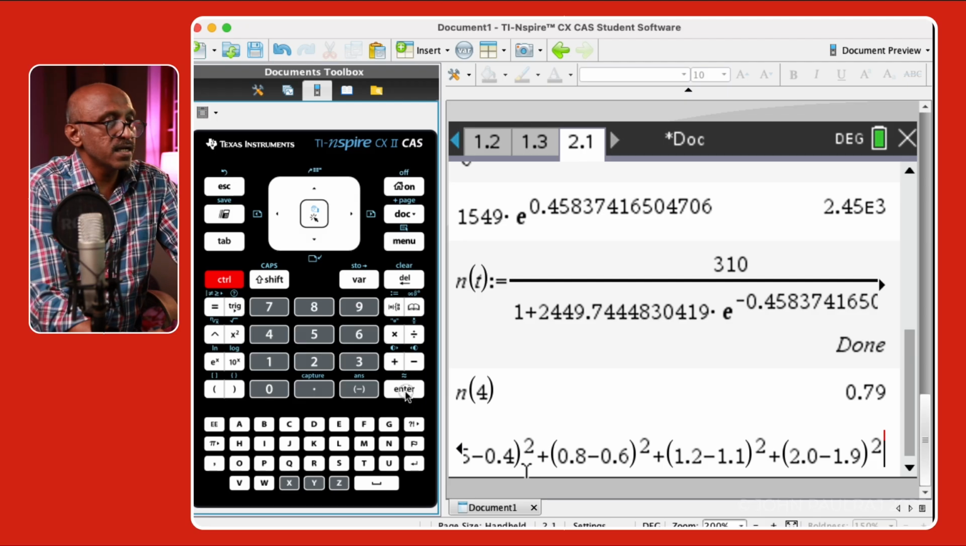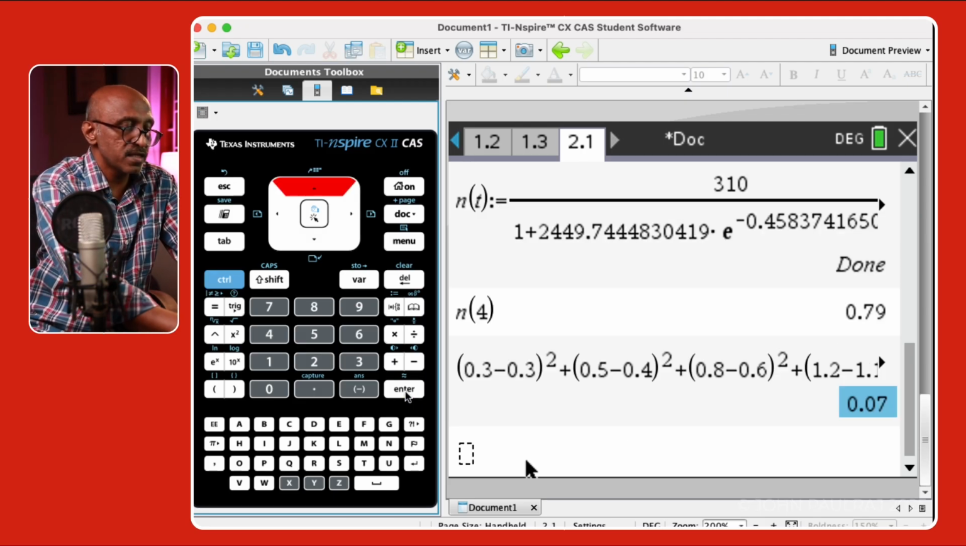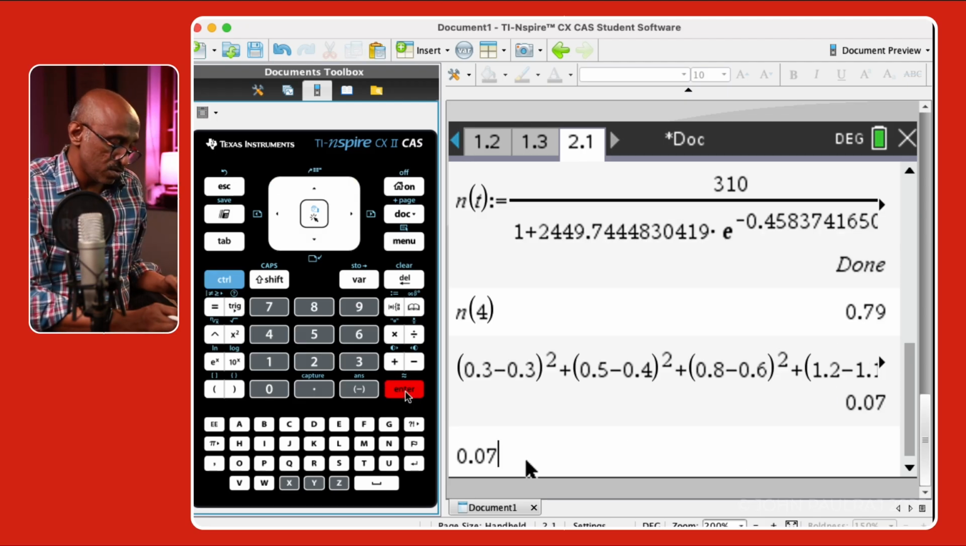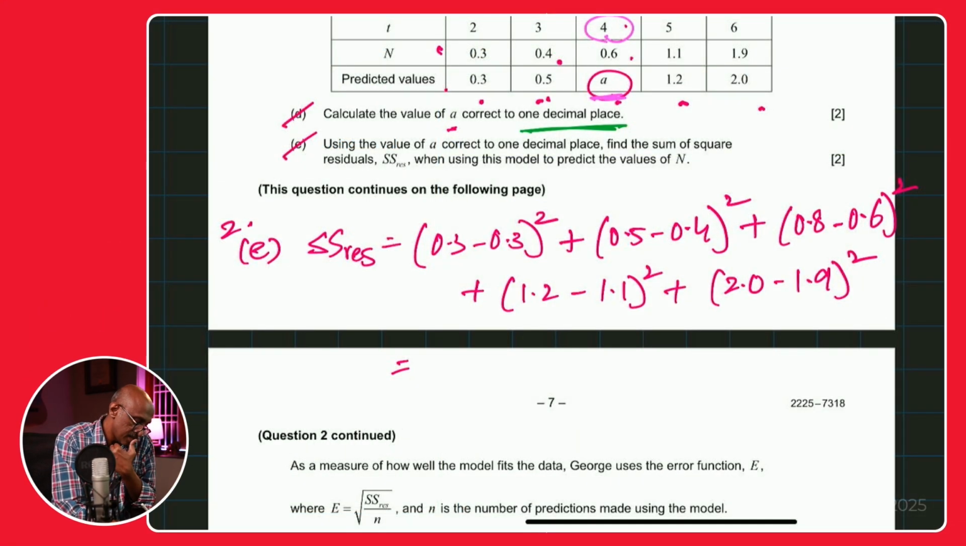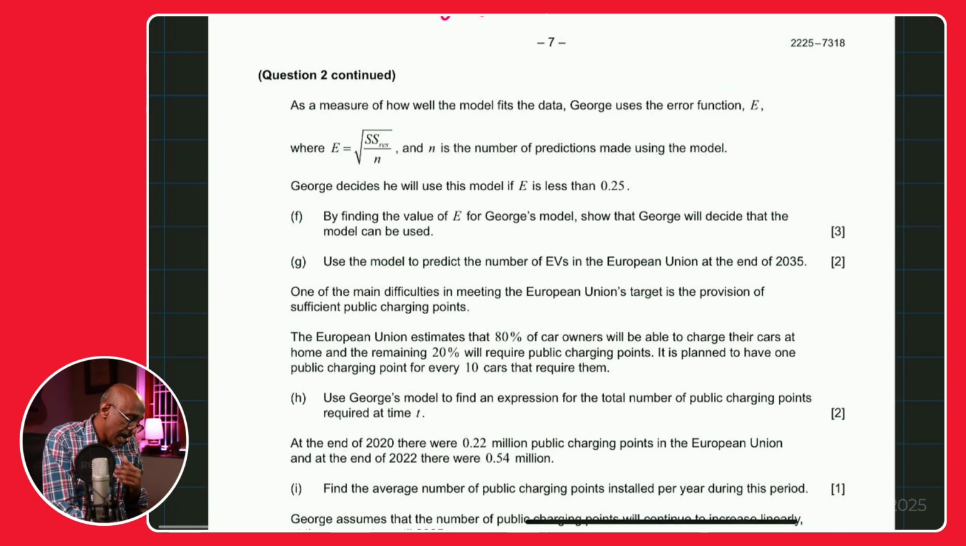Control enter, and it is 0.07. Check the 3SF rounding. Oh, it's 0.07. So I'm just going to write this down here as 0.07. Got it?